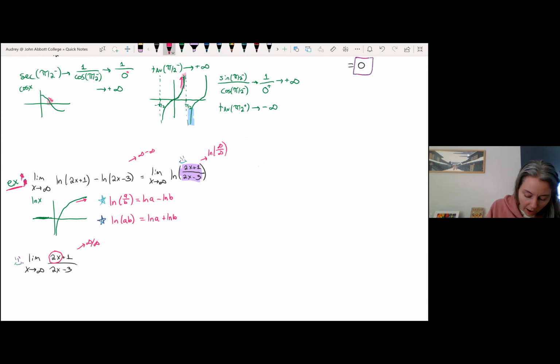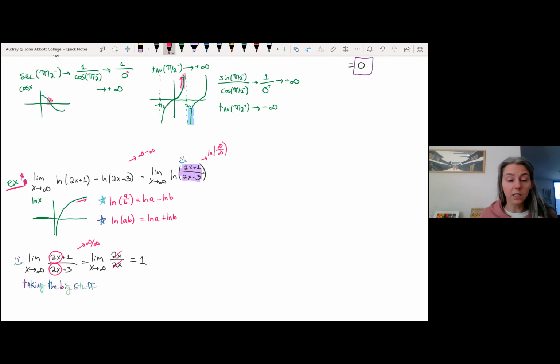Because you're looking at the fact that we can take the big stuff. So here we're just going to actually take the big stuff. So that we can see that this is actually the limit as x goes to infinity of 2x over 2x. Those things cancel each other out. And my final answer here is just 1.